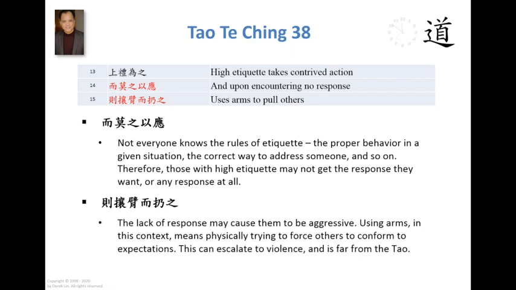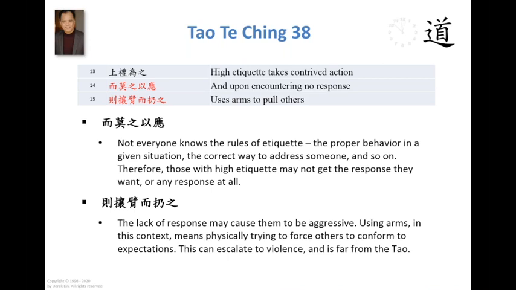The lack of response may cause them, being those with high etiquette, to be aggressive. Using arms in this context means physically trying to force others to conform to their expectations. This can escalate into violence and is far from the Tao.